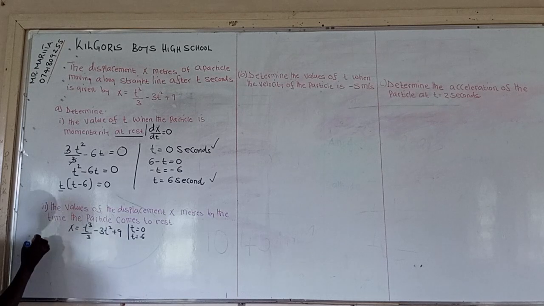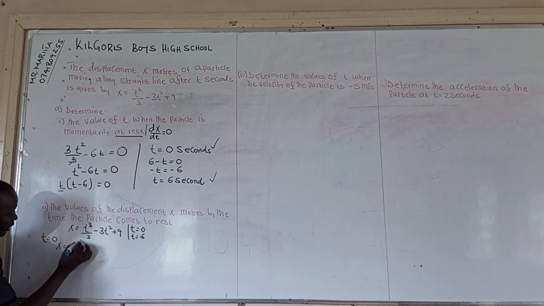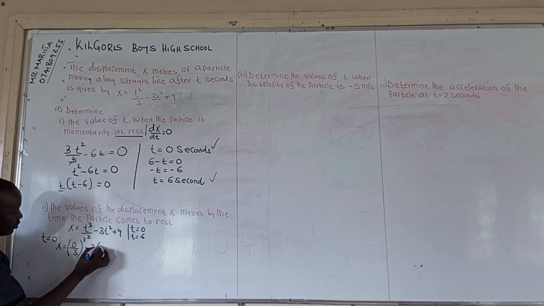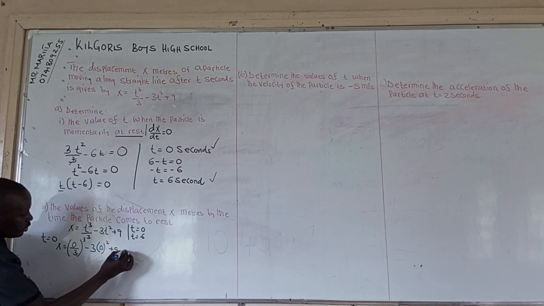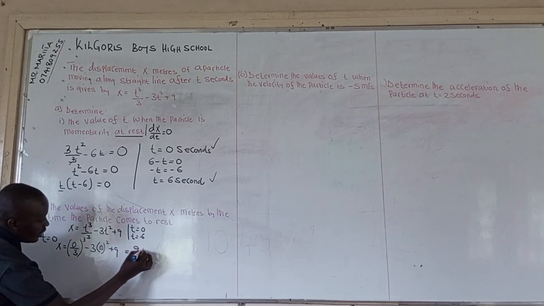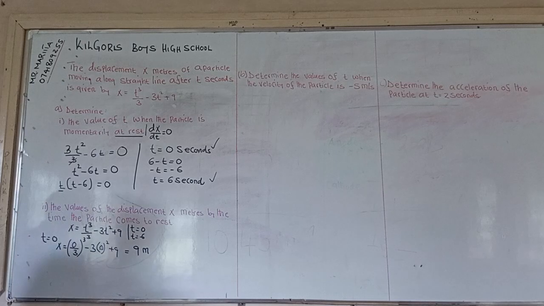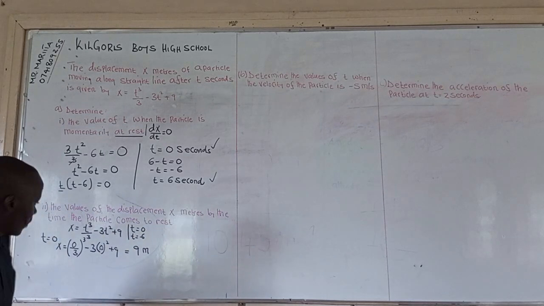At t equals 0, we will have x equivalent to 0 cubed all over 3, minus 3 times 0 squared, plus 9. So when t is equal to 0, x will give us 9 meters, because it is a displacement. We have to indicate that one as the distance.